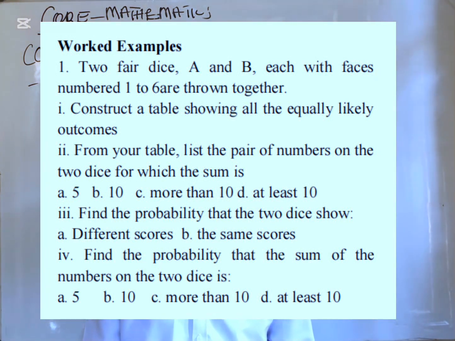Then find the probability that the sum of the numbers on the two dice is A, 5, B, 10, C, more than 10, D, at least 10. So this is our first question that we are going to tackle.